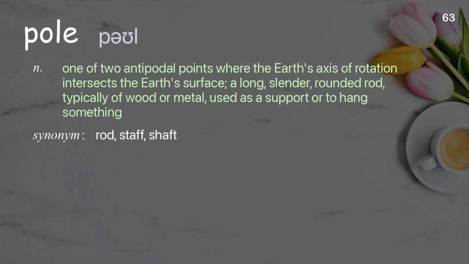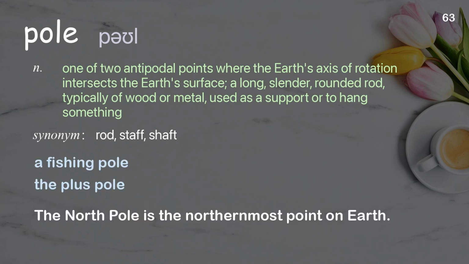Pole: One of two antipodal points where the Earth's axis of rotation intersects the Earth's surface; a long, slender, rounded rod, typically of wood or metal, used as a support or to hang something. Examples: A fishing pole. The plus pole. The North Pole is the northernmost point on Earth.